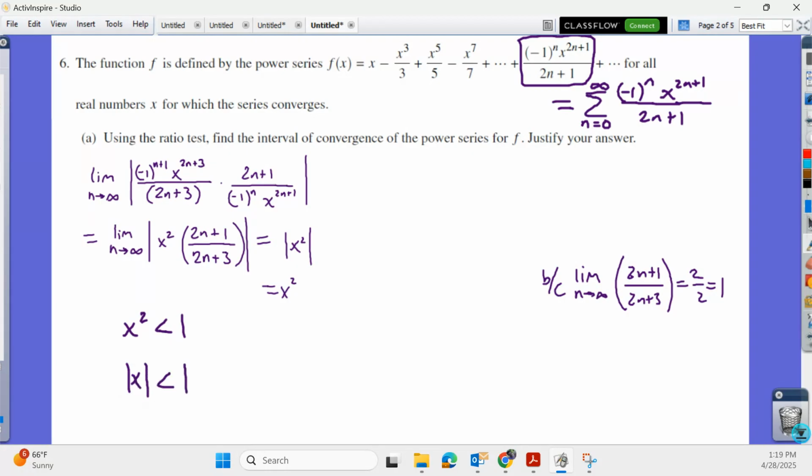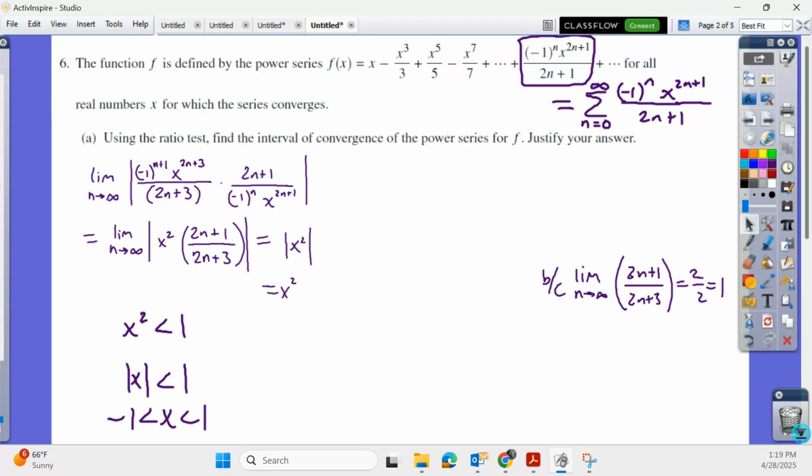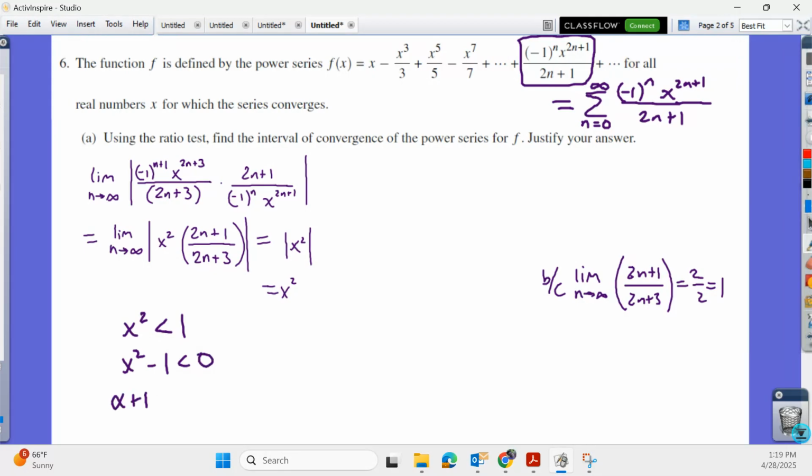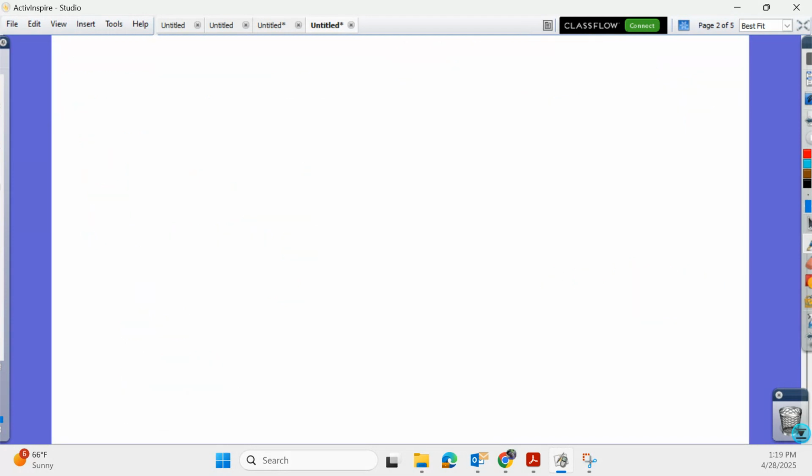And so then you can get negative 1 is less than x is less than 1 from that. However you like to do it. But the pre-calc way to do it would be to bring the 1 over to the left side and factor into a sign chart, right? So this gives us x squared minus 1 is less than 0, x plus 1, x minus 1 is less than 0. And yeah, if you do a little sign chart, whoa.